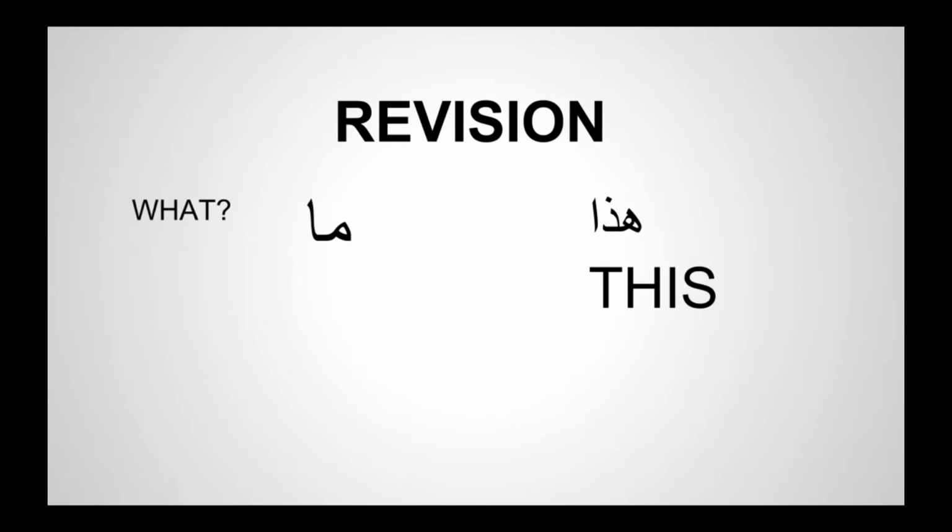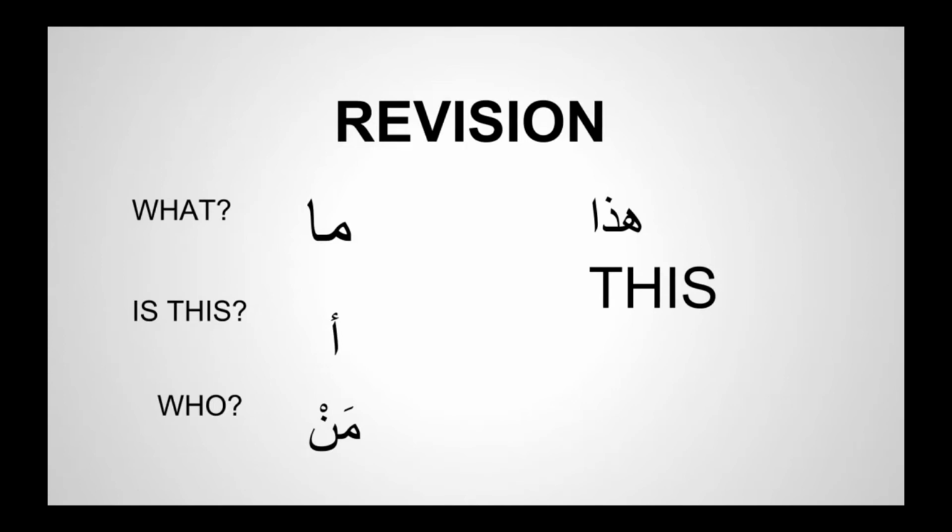So let's quickly catch up. So what we've done? We've done hada, which means this, and we've done ma, which means what, and used to ask questions about things or objects or animals. And we did man, which is used to ask questions about people or human beings, and a is used with both ma and man to turn the statements into a question. So these are three things.